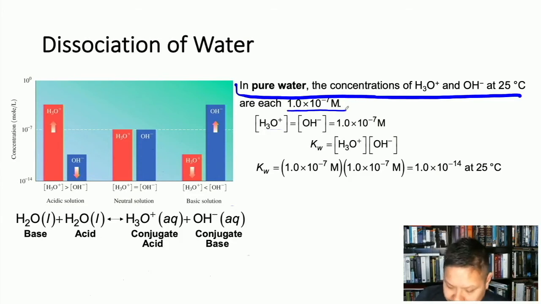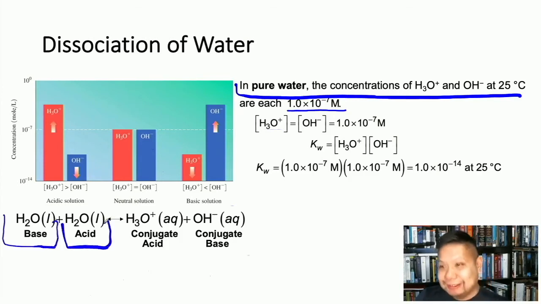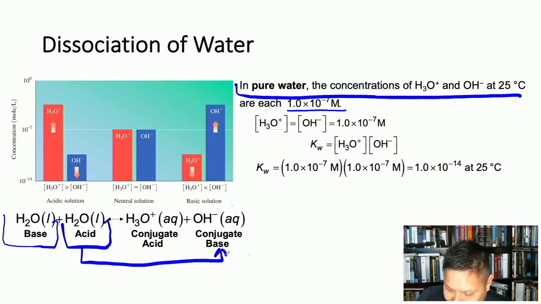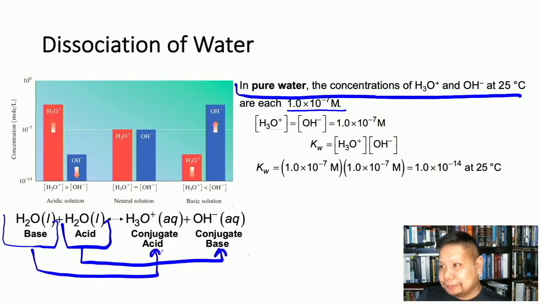And just a quick review here. Remember, when we're doing the Bronsted-Lowry acid-base theory, one of the waters has to be the base, and one of the waters has to be an acid, right? And then the conjugate base to one water's acid is the hydroxide, and the conjugate acid to the other water's base is the hydronium, right?